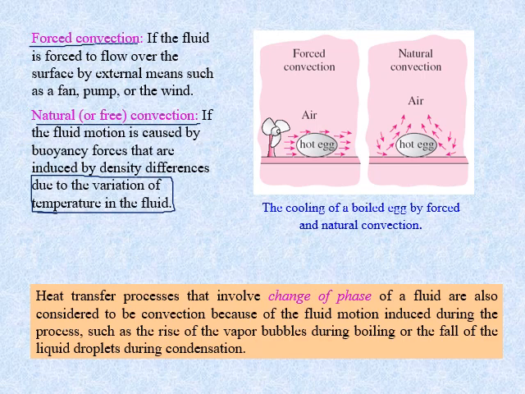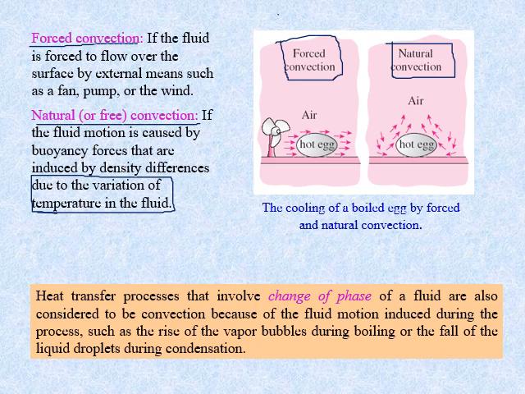So this is the example of forced convection here. Forced convection, and this is the natural convection. So for forced convection, we put a fan here and we force the air to move, crossing or passing through the hot egg. So heat will be easily transferred to the flowing fluid and will increase the heat transfer rate of convection.